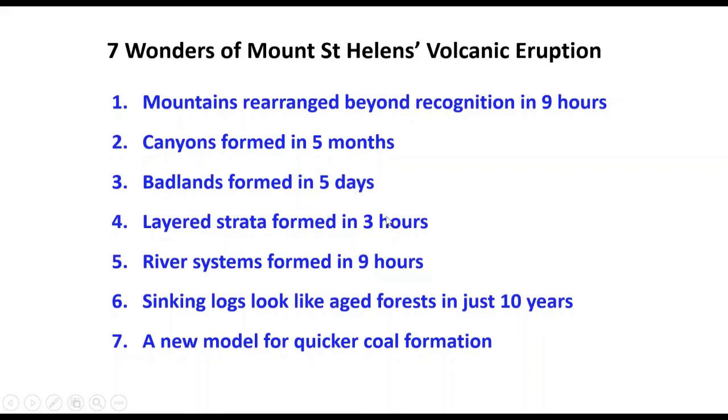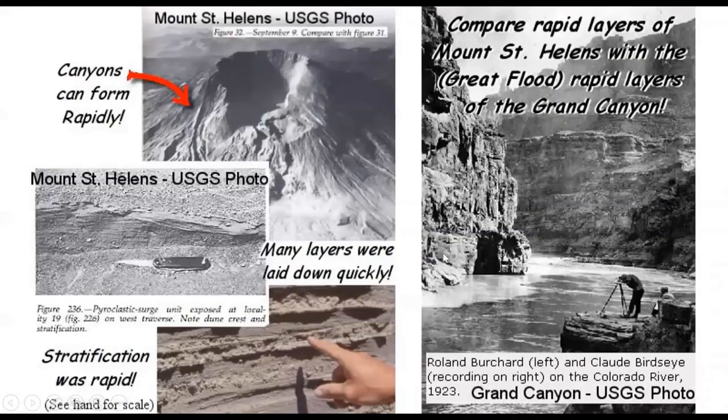Layered strata formed in 3 hours. You know, the layers that we see on the mountains, layered strata, 3 hours only. River systems formed in 9 hours. Sinking logs that look like aged forests in just 10 years. And a new model for quicker coal formation. Let's talk about fossils, right? So all these we will look at next session, which will be in January.